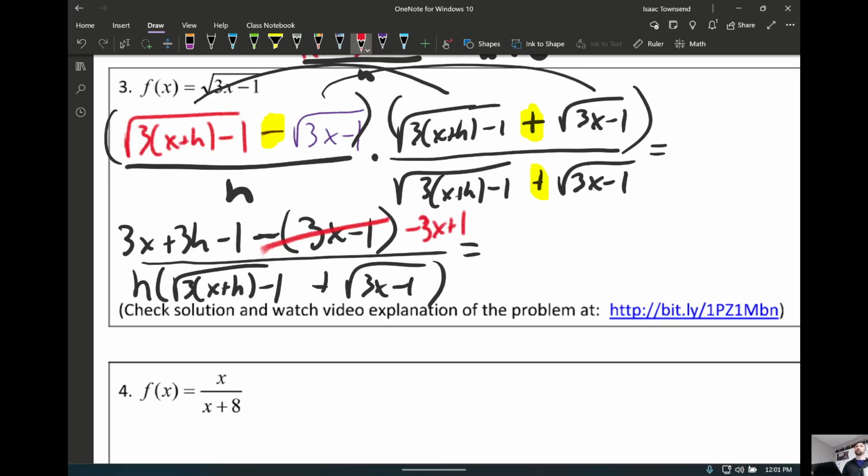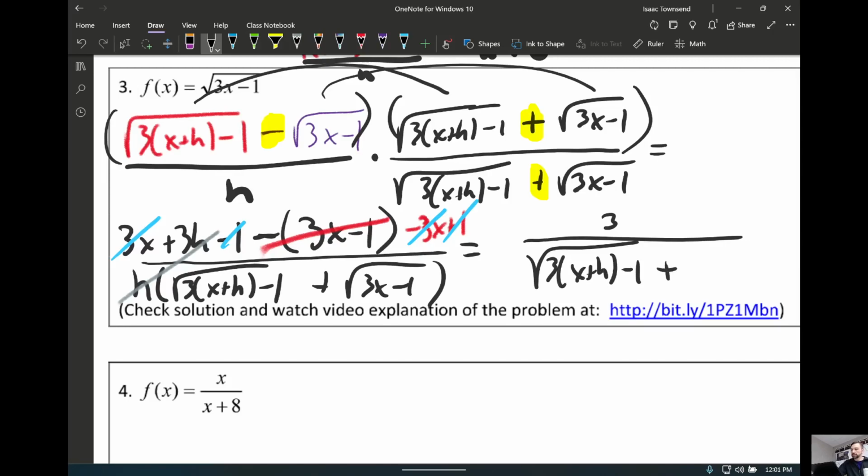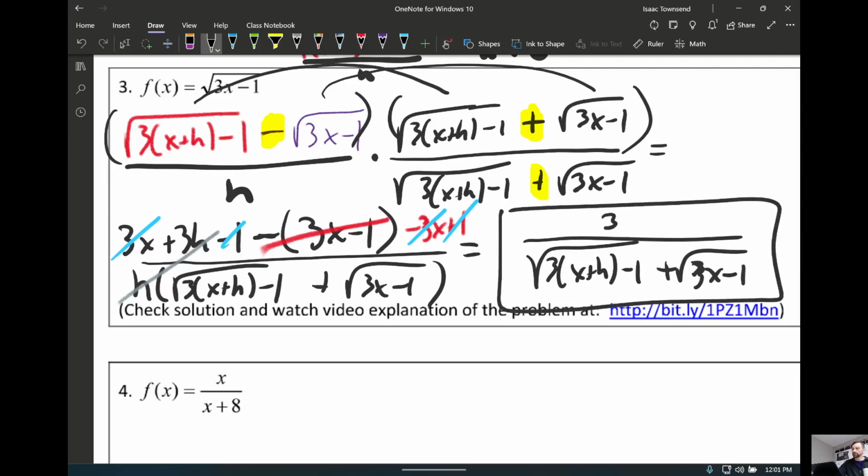Okay, now this is where it's going to finish like question 2. A lot of stuff in the numerator is going to cancel out. 3x minus 3x plus 1 minus 1. And in the end, the very last step should be canceling out h's. Times h divided by h. The answer we're aiming for here is 3 over all of this stuff. There's just nothing else we can do with that.